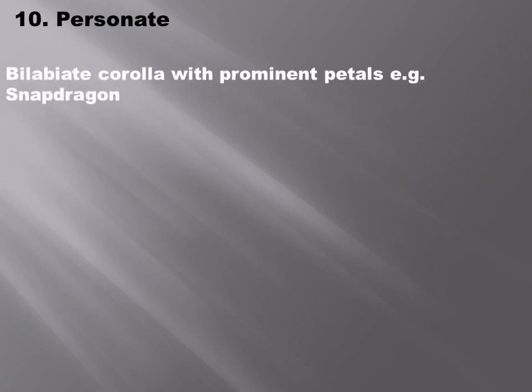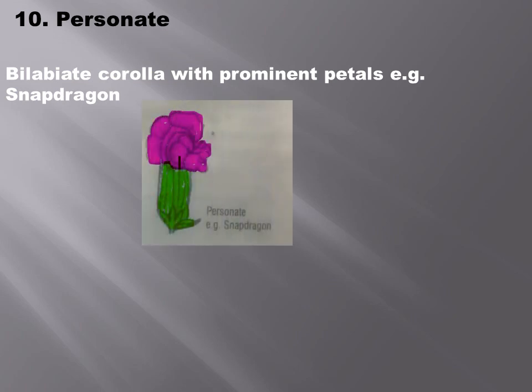The next type is personate. Personate is that type of corolla where the bilabiate corolla has prominent petals. The petals are bilabiate but prominent. For example, in the snapdragon, the personate type of corolla is present. Here you can see that the corolla is very prominent but bilabiate, meaning it has two lobed structures. In the snapdragon plant, such a shape is called personate.